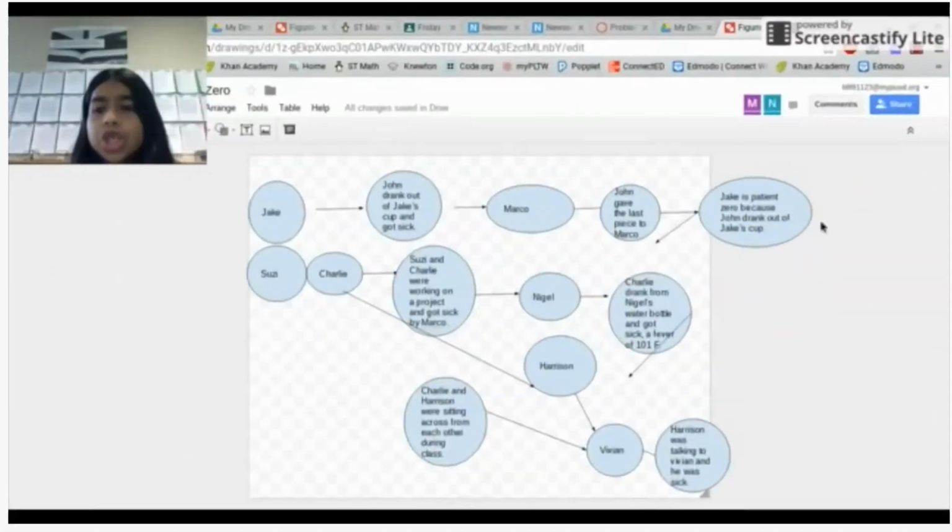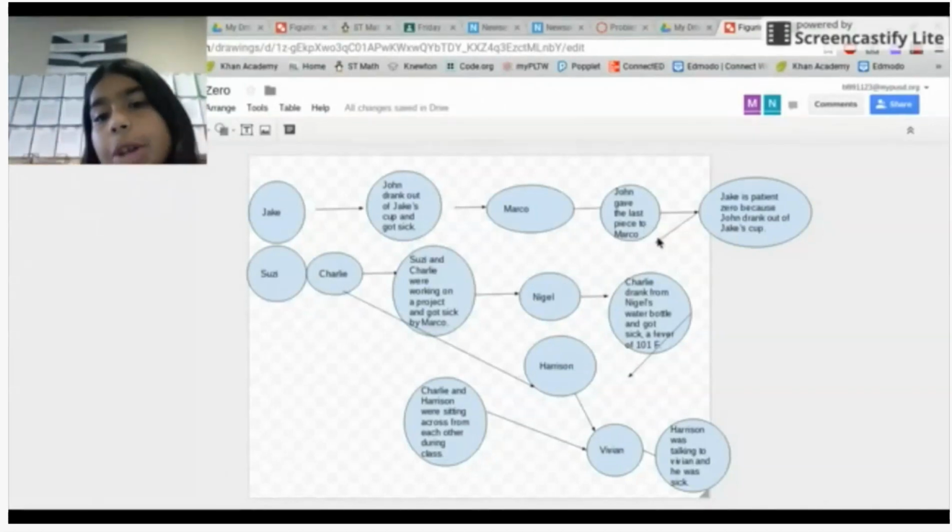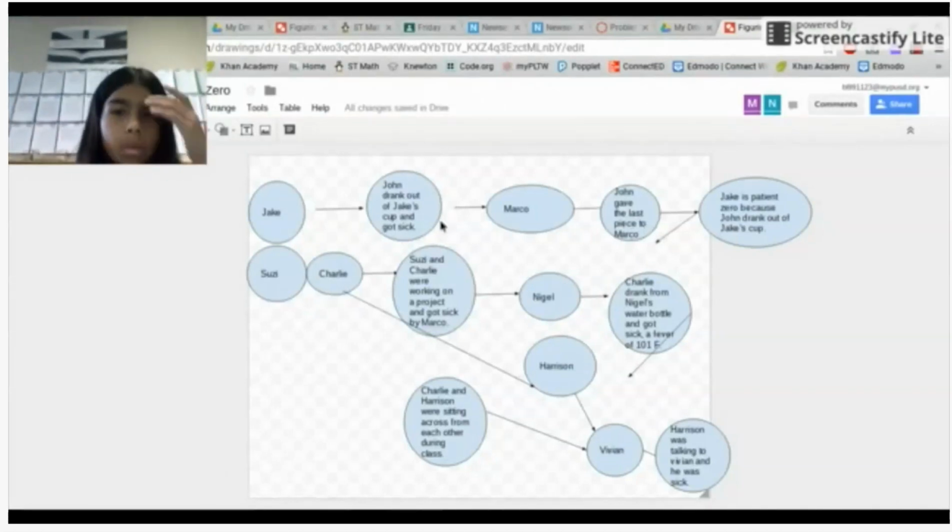Figuring out who's patient 0. Jake is patient 0 because John drank out of Jake's cup. John passed it to Marco because John gave him the last piece of his brownie. Marco passed it to Susie and Charlie because they were working on a project together and got sick by Marco. Nigel passed it to Charlie because Charlie drank from Nigel's water bottle and got sick.